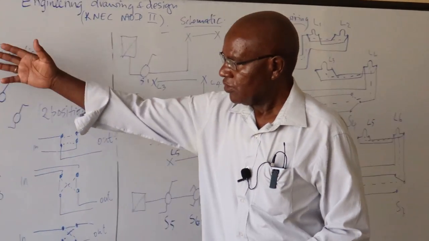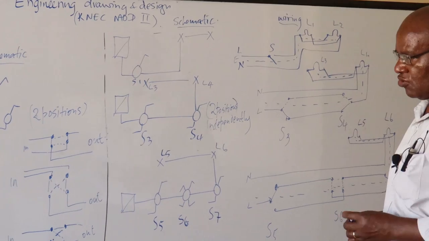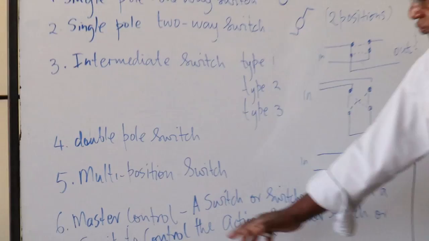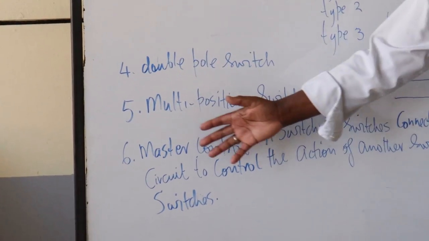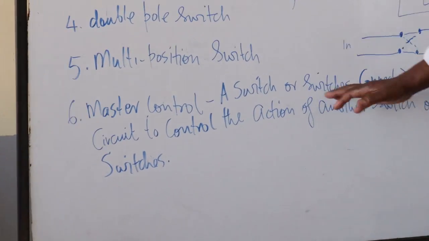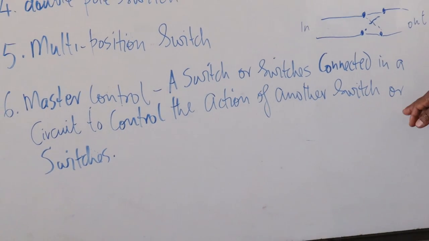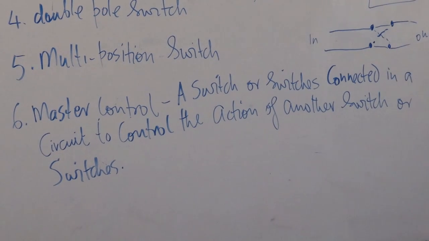And that's all I want to say about the lighting control circuit. Now with the lighting, we have got another type of connection which we call a master control. Now a master control is achieved by a switch or switches connected in a circuit to control the action of another switch or switches.